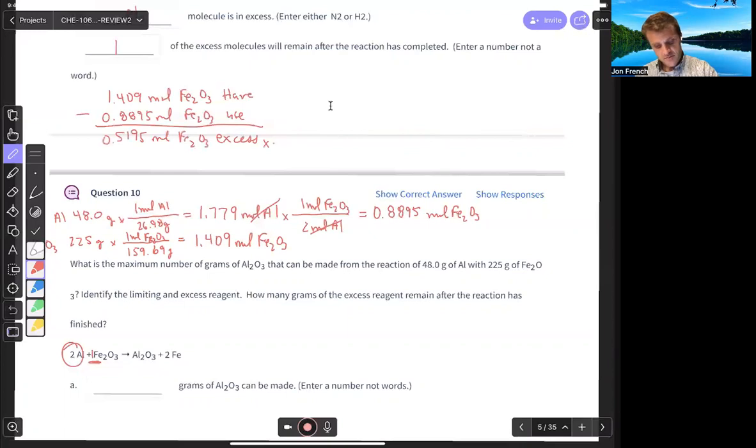So to answer part D, to find the mass that's left over, I know for every 1 mole of iron 3 oxide, I need to have 159.69 grams. So 0.5195 times 159.69, we're going to have about 83 grams of excess iron 3 oxide. All right, we're all set with question 10.